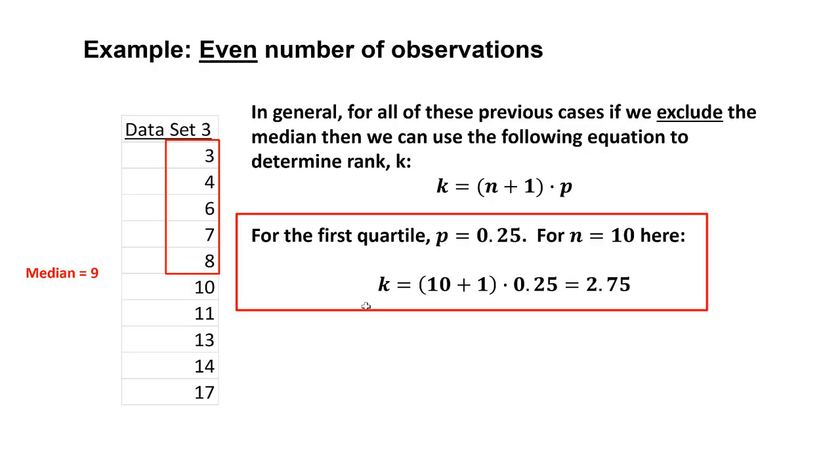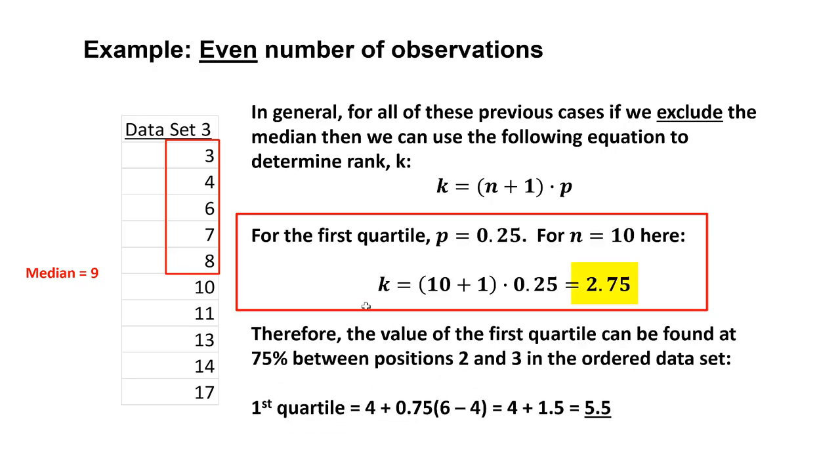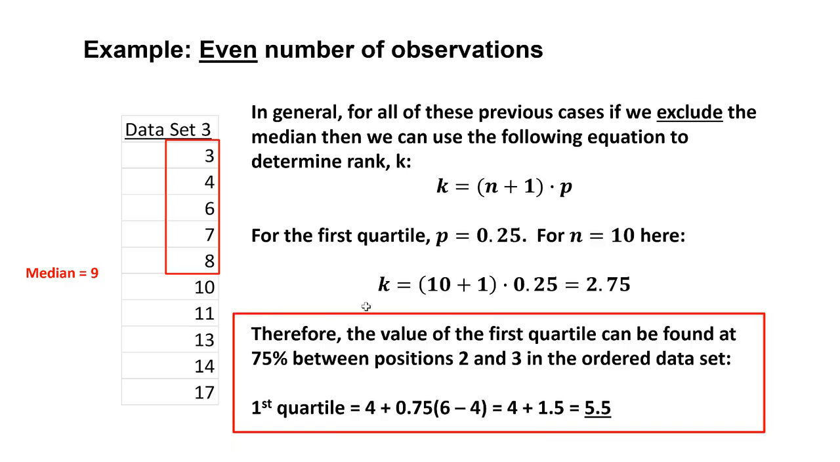For the first quartile, p is equal to 0.25. So if we have n observations, we can use the formula, and we compute our rank of 2.75. Therefore, the way we can use this rank, the value of the first quartile can be found at 75%. So we kind of take the hundredths place here, 75. 75% between positions 2 and 3. So 2.75 is between 2 and 3. It's 75% between 2 and 3.